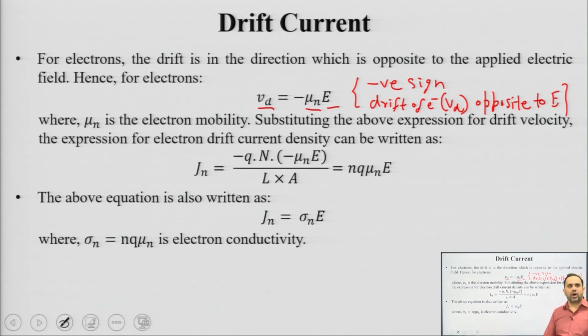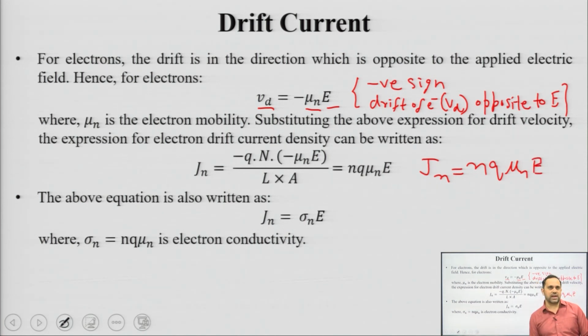So, there is a minus sign here. Initially I had this equation, and I also have this equation. These two equations I combine and I come up with an expression where I can say that the electron drift current density is equal to n q mu n times E. n is the electron concentration, q the electron charge, mu n the mobility of electrons, and E the applied electric field.